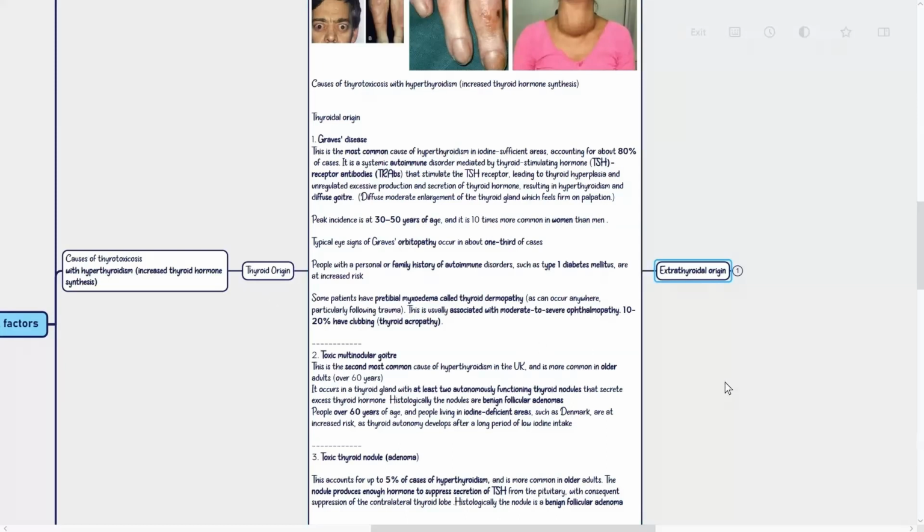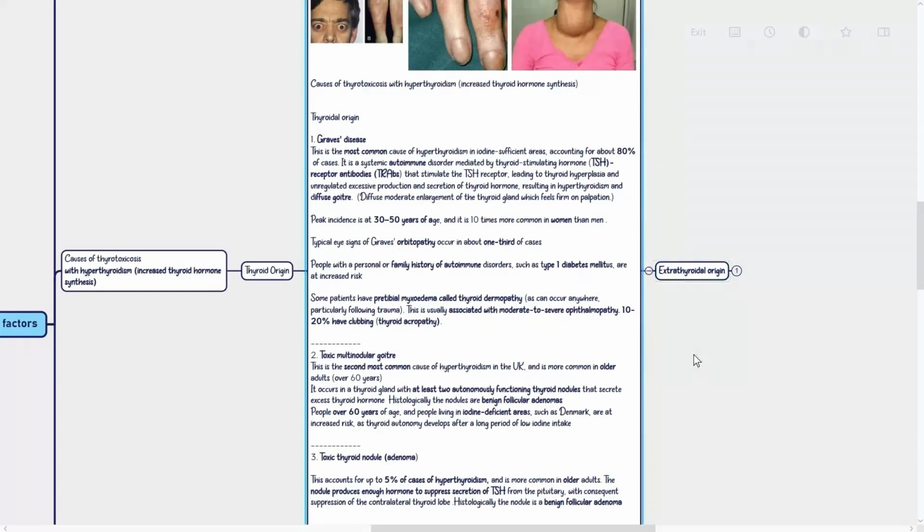Peak incidence is in the 30s to 50s years of age, and it is 10 times more common in women than men. Typical eye signs of Graves' orbitopathy occur in about 1/3 of cases. People with a personal or family history of autoimmune disorders, such as type 1 diabetes mellitus, are at increased risk. Some patients have pretibial myxedema, called thyroid dermopathy, though it can occur anywhere, particularly following trauma. This is usually associated with moderate to severe ophthalmopathy. 10–20% have clubbing, thyroid acropathy. 2. Toxic multinodular goiter.